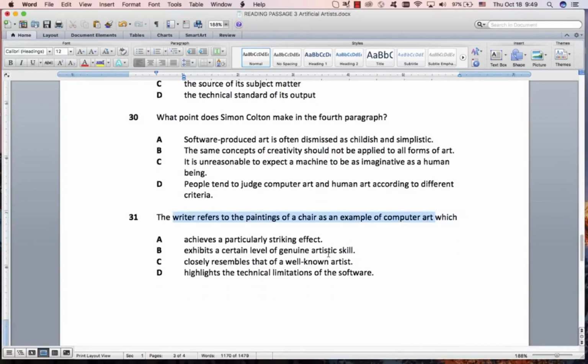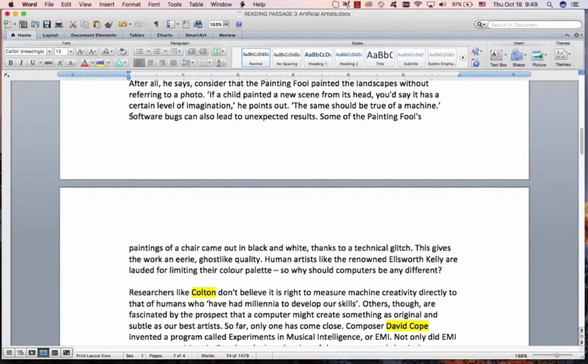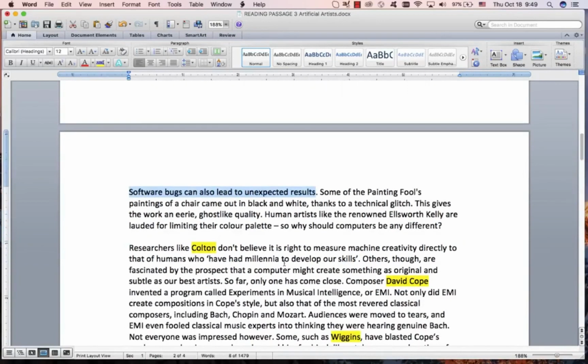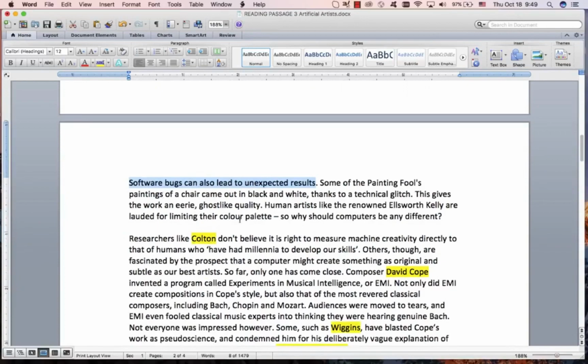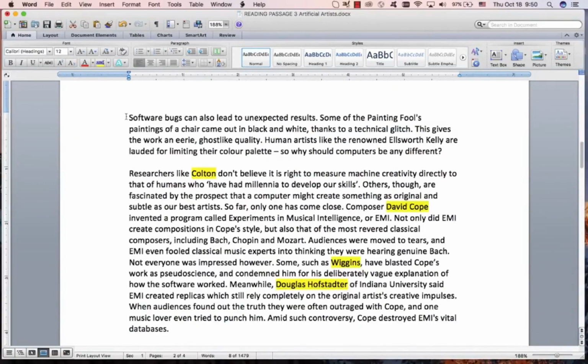And the painting of a chair, we saw that earlier. Why does he refer to the painting of a chair? An example of what? And it's over there. This should actually be a whole different paragraph, really. It should be that software bugs can lead to unexpected results. Then he gives the example of the paintings of a chair. Software bugs give unexpected results. A software bug is the same thing as a technical glitch, and this gives the work an eerie, ghost-like quality.